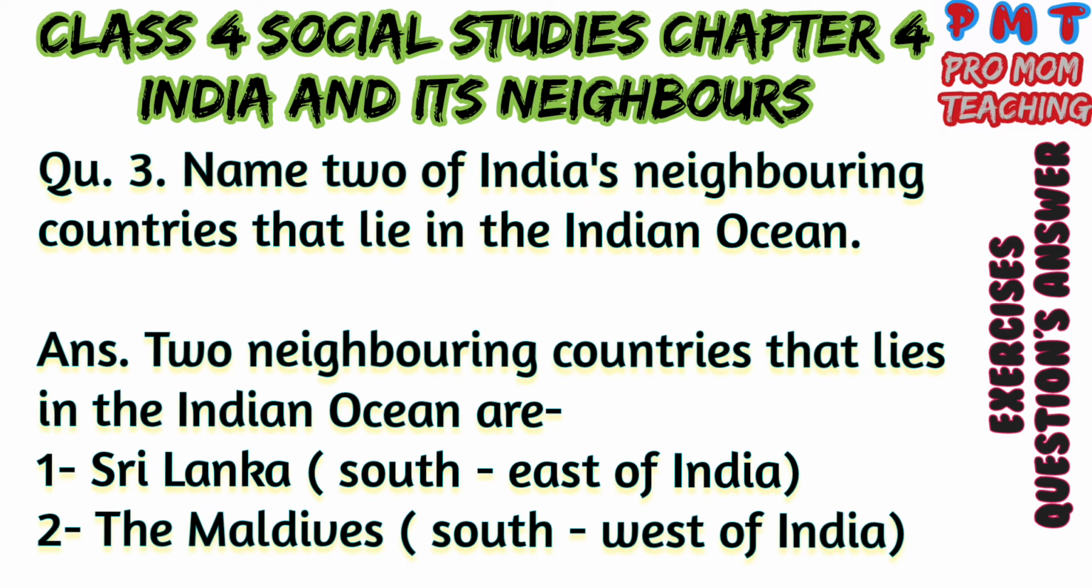Question number 3. Name two of India's neighboring countries that lie in the Indian Ocean. Answer. Two neighboring countries that lie in the Indian Ocean are: first, Sri Lanka is an island country to the southeast of India. Second, the Maldives is a group of islands which lies to the southwest of India in the Indian Ocean.